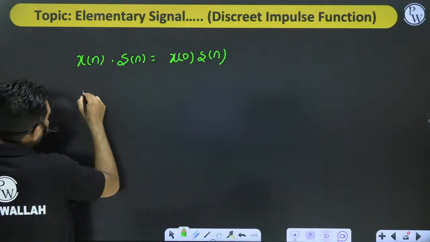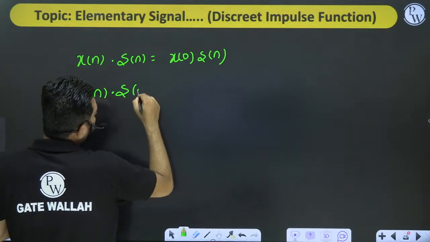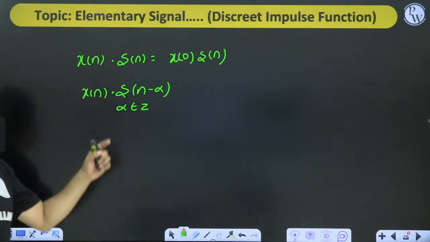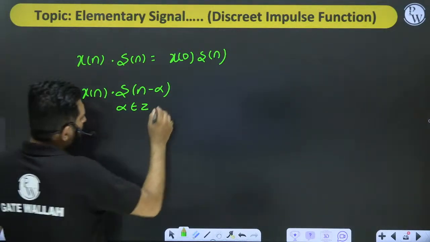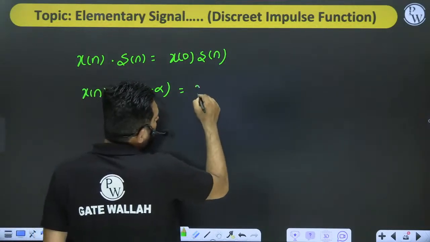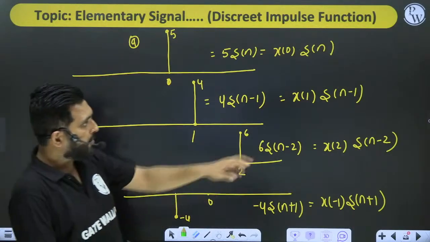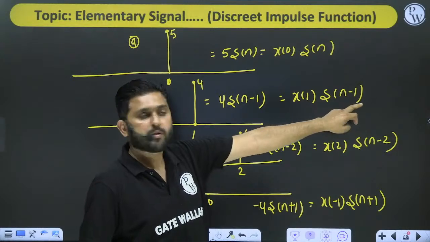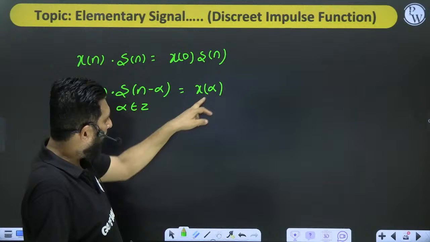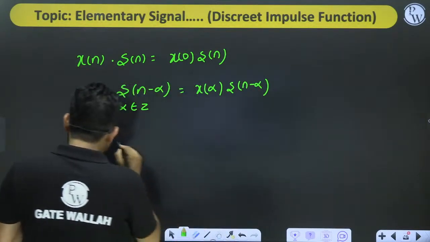On the other hand, if I have xn multiplied with delta n minus alpha, where alpha of course belongs to integer, otherwise the impulse will not exist, this would be x alpha, since the impulse is at alpha. Look at the second example, where the impulse was at minus 1, so you get x1. Similarly, x alpha delta n minus alpha.